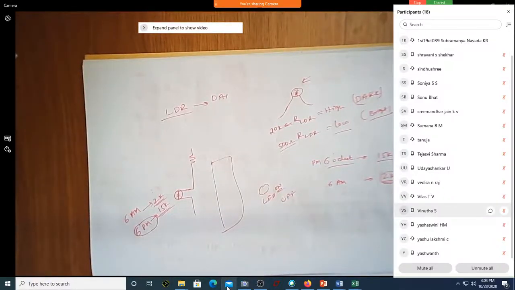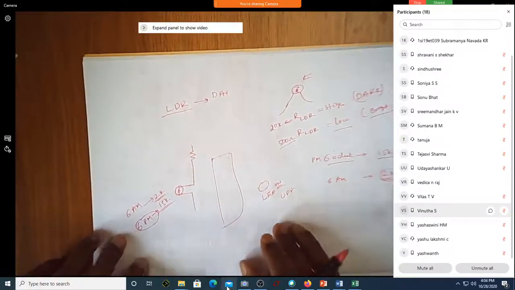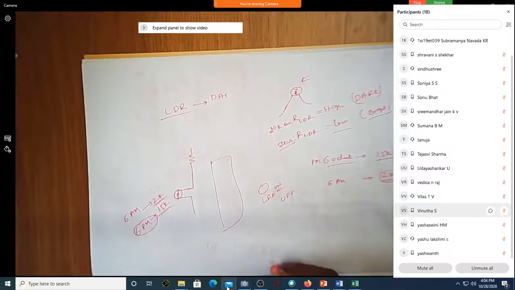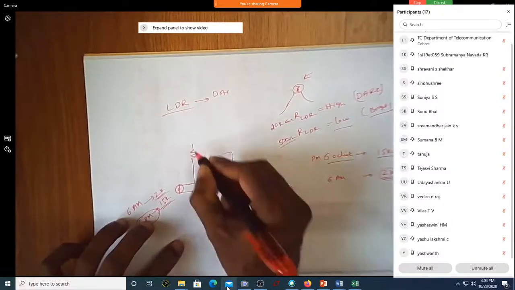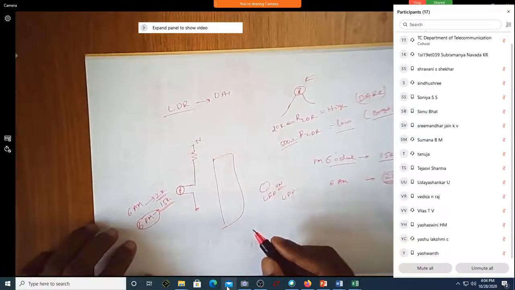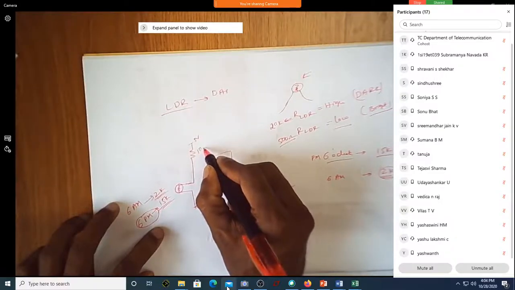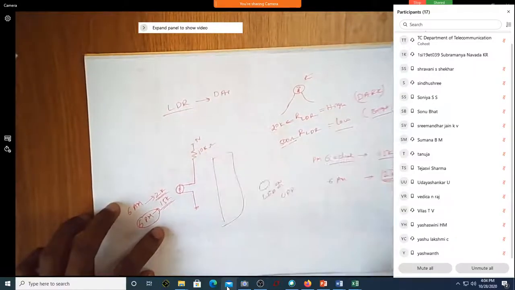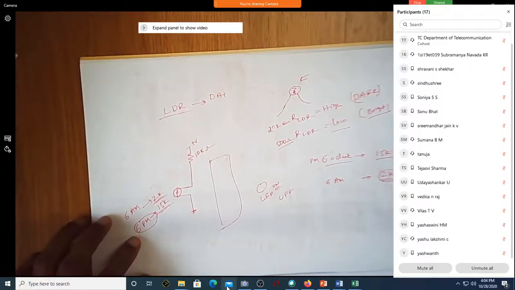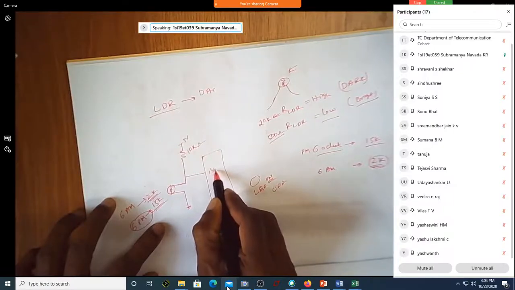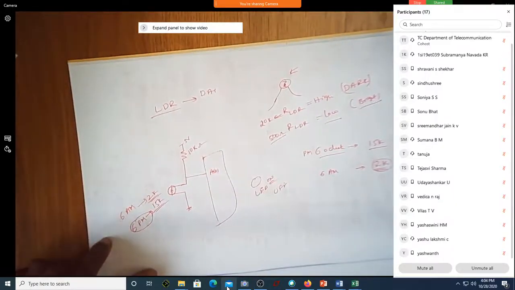How do I do it? Use an Arduino. Of course, Arduino is not required, but since we are using an Arduino, we just try to use it, because someone has asked how to use it for a real-time application. I will ground this, connect it to 5 volt, and make this around 10 kilo. Correct? So I will take this and give it to A0.